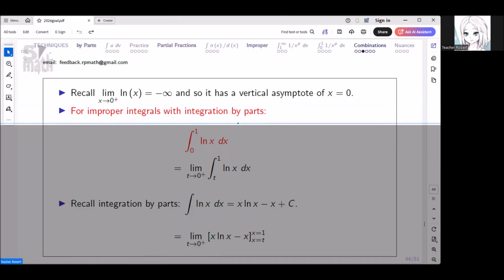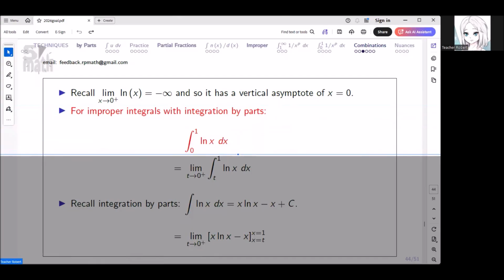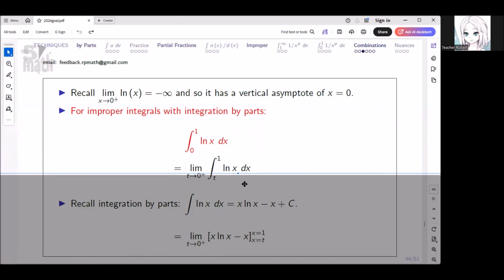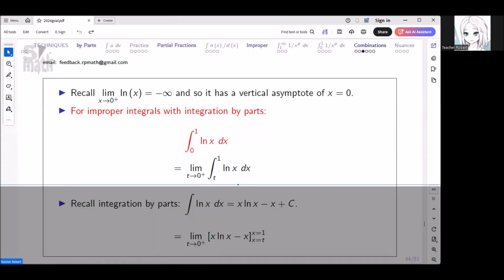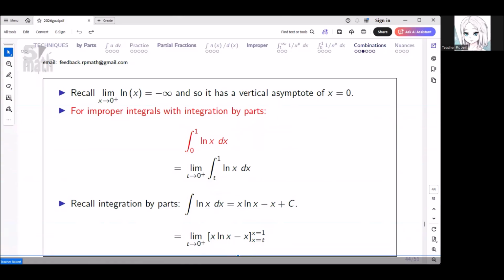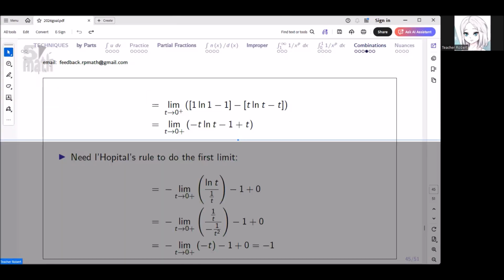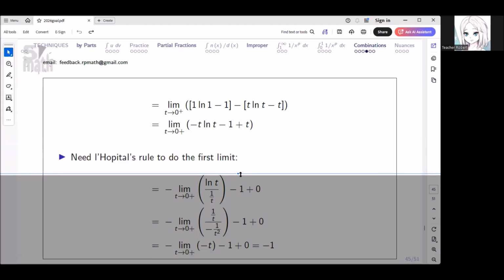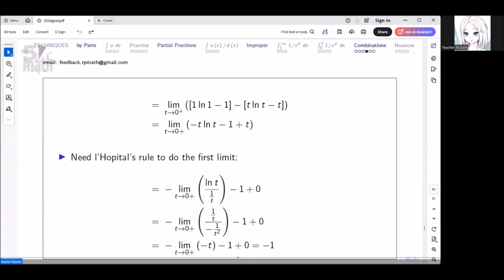For improper integrals with integration by parts, integral 0 to 1 ln x dx. We get the following. We recall integration by parts. We get the following. We need L'Hopital's rule to do the first limit. And we get the following.